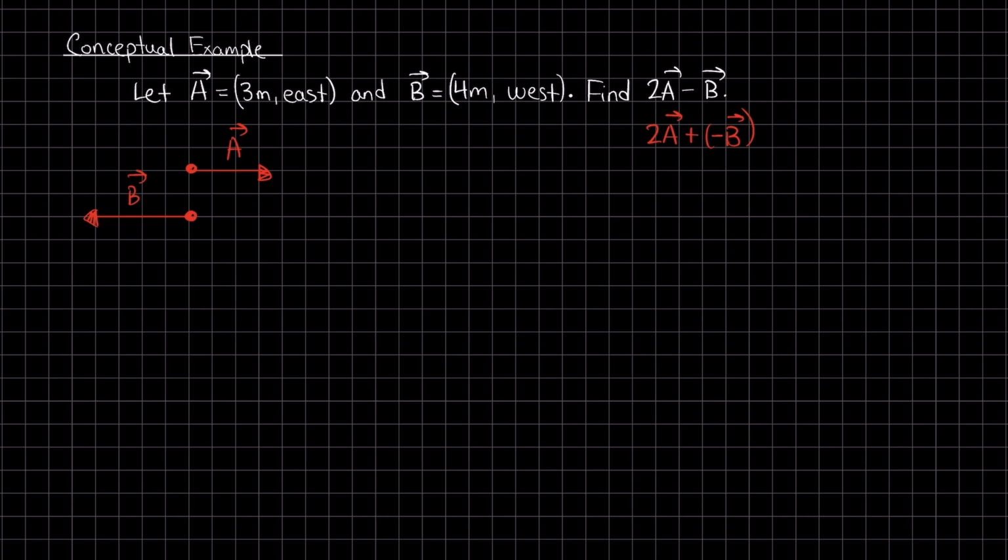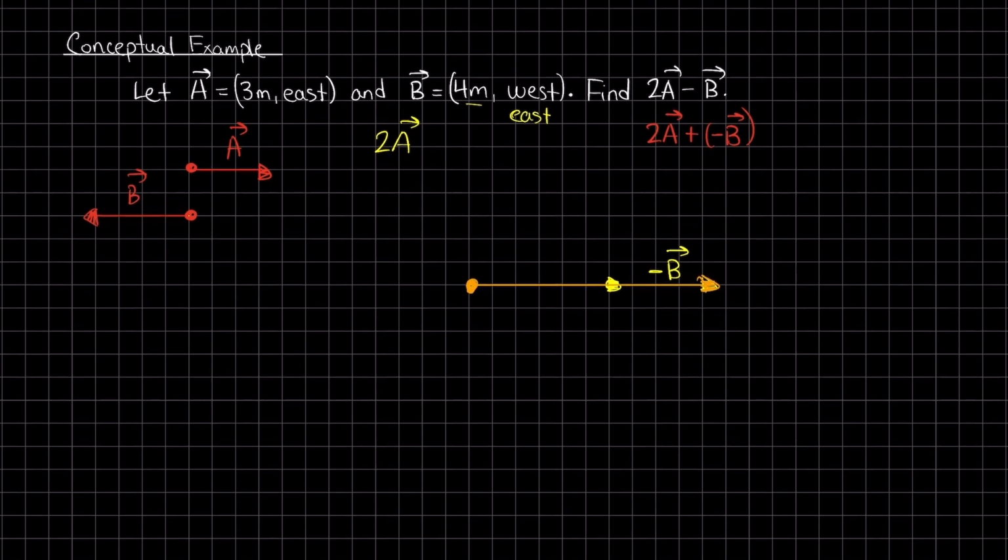So I need to find what 2A is. If A is 3 meters to the east, 2A is going to be 6 meters to the east. To find minus B, all I have to do is flip the direction, reverse it. So B is 4 meters towards the west, minus B would be 4 meters towards the east. So to add these two vectors together, I'm going to draw the first one, vector 2A, and then I'm going to add vector negative B to it. Remember, the tails and tips line up. The resultant vector starts from the very beginning, from the first tail to the last tip.